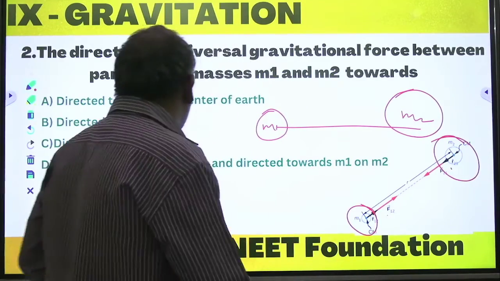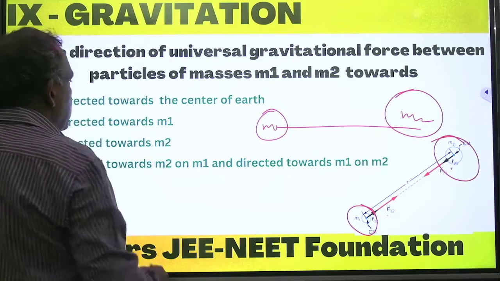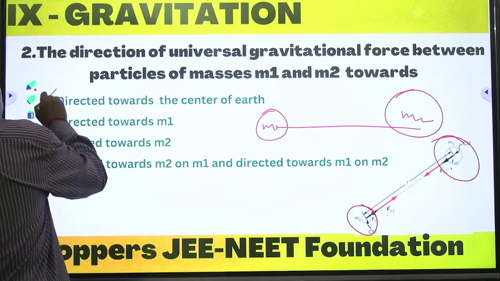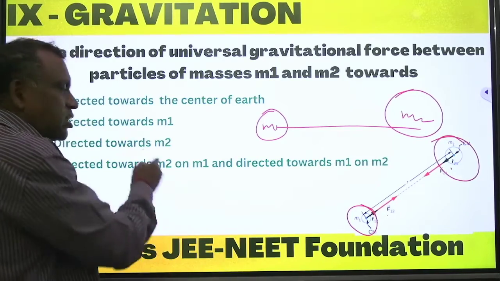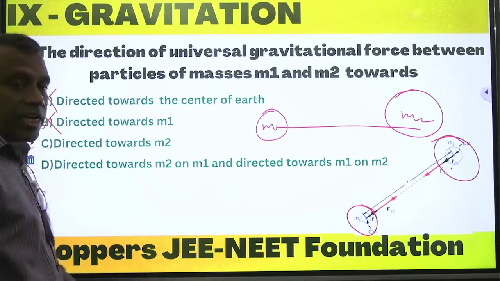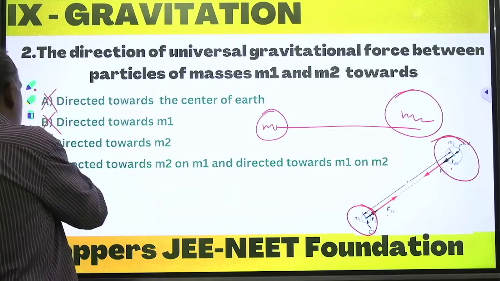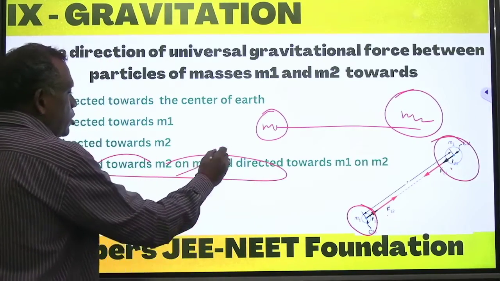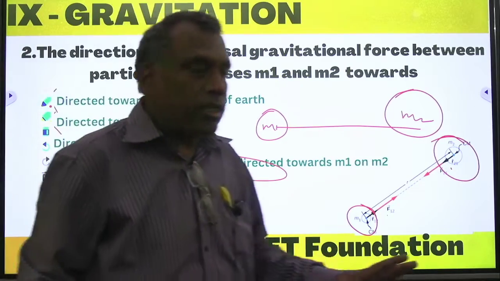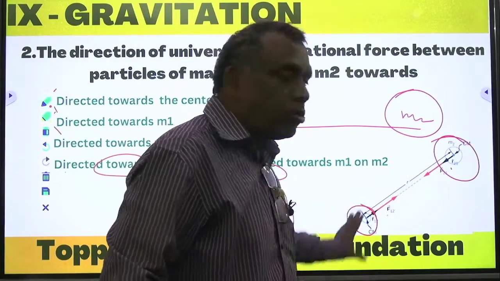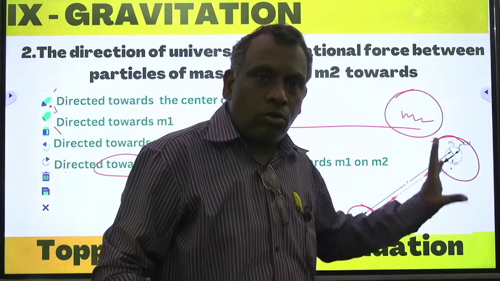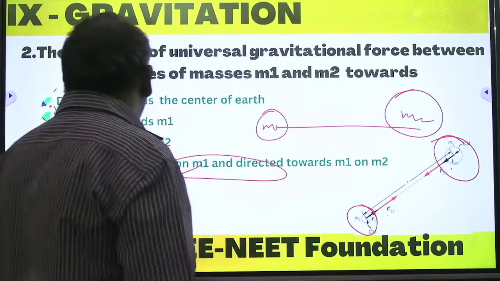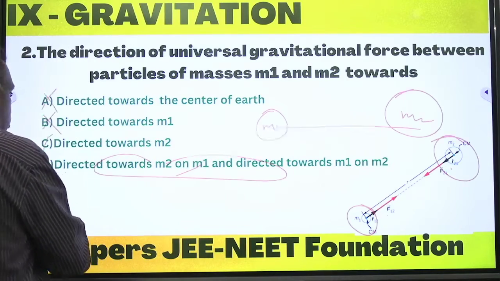So in the given options, option A, directed towards the center of the earth, is the wrong answer. Directed towards mass m1 only, wrong answer. Directed towards mass m2 only, wrong answer. The right option is directed towards m2 on m1, and directed towards m1 on m2. There are 2 different forces, 2 equal forces but acting in opposite directions. So that's why option D is the correct answer for this question.